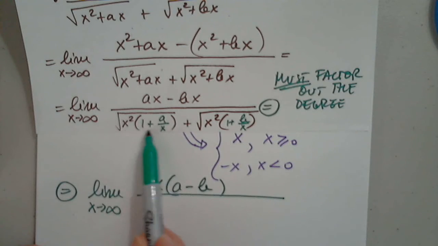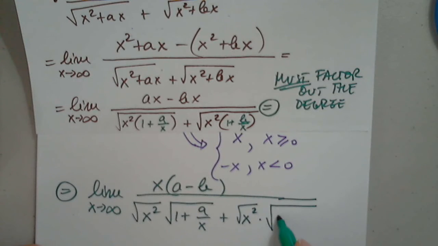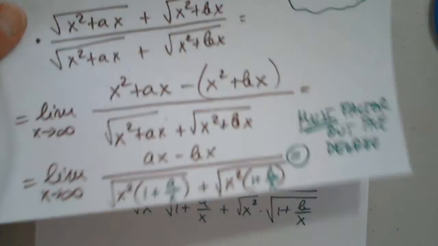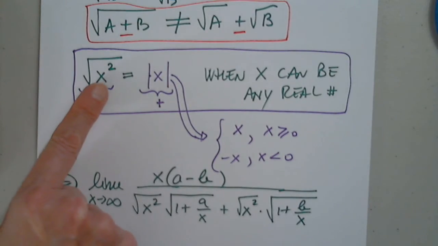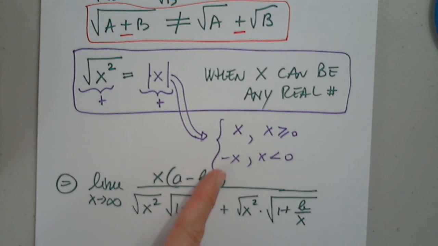Great job. So now this, I'm applying the property. I have to write the square root of x squared and the square root of 1 plus a over x, plus the square root of x squared times the square root of 1 plus b over x. Okay, next. The square root of x squared has two options. Not really, because this tells me which one to choose. Which one will I choose?